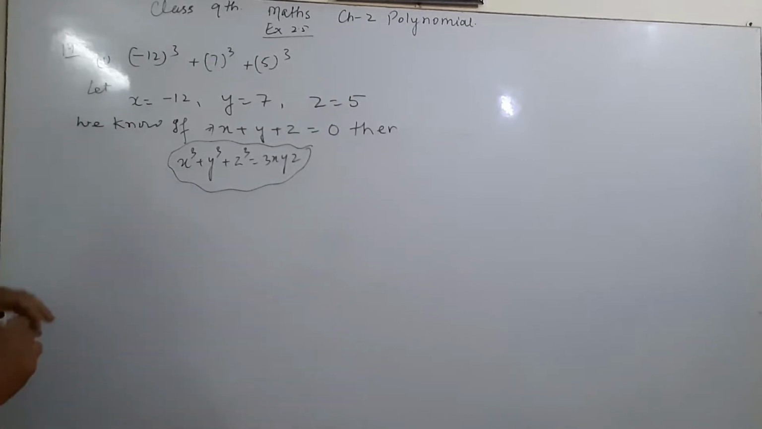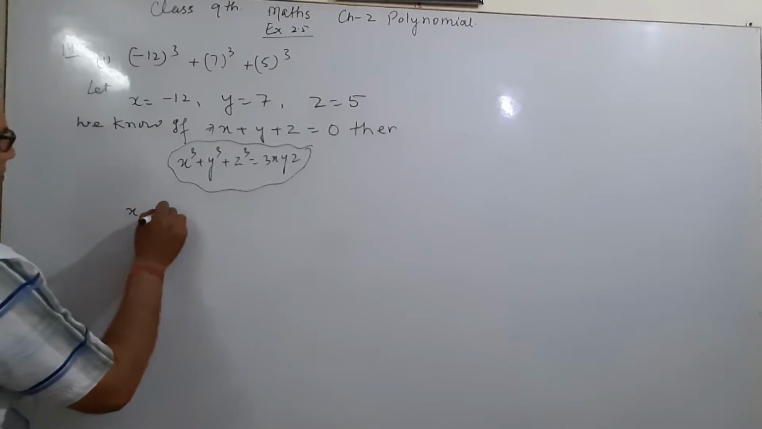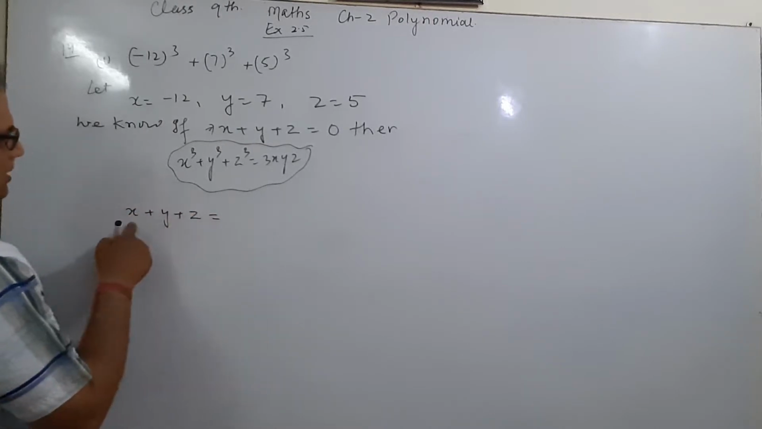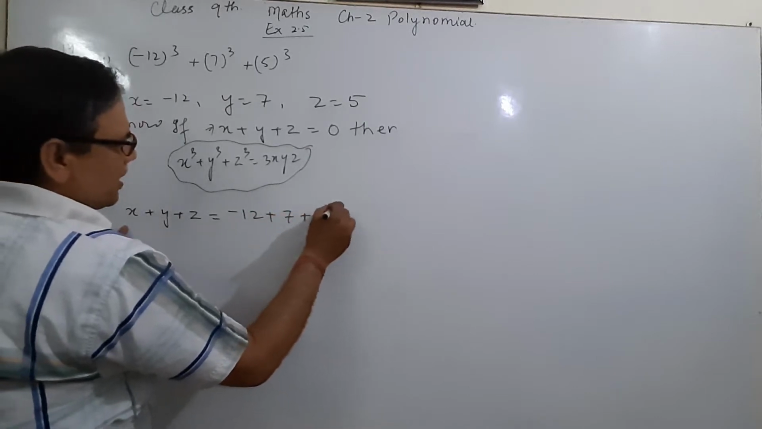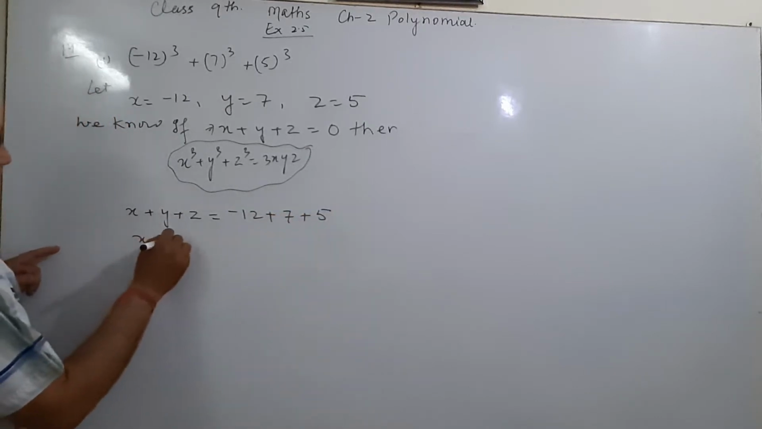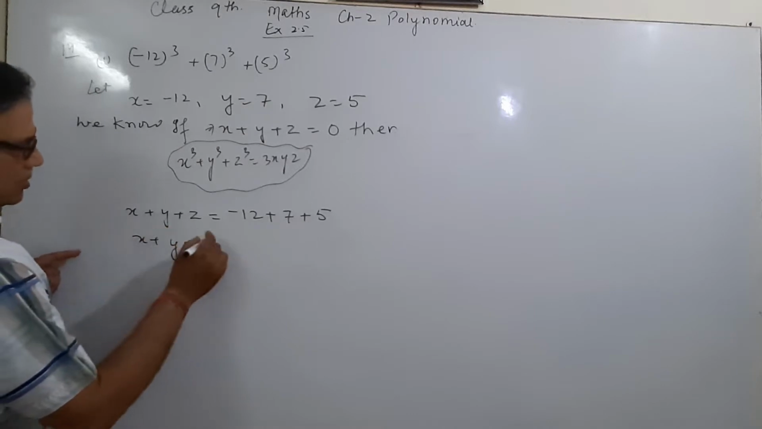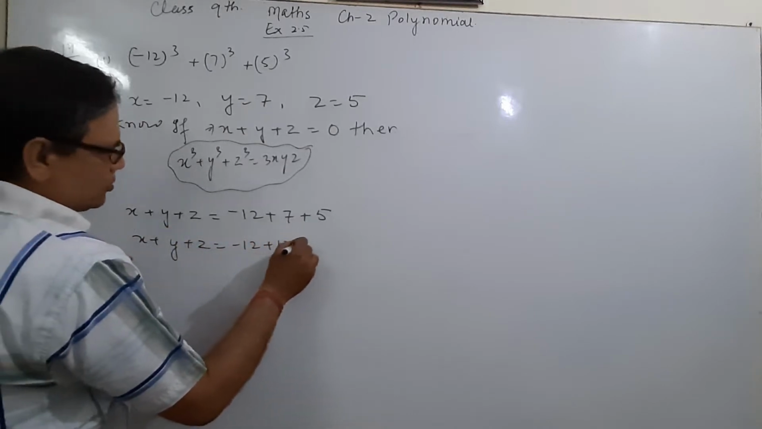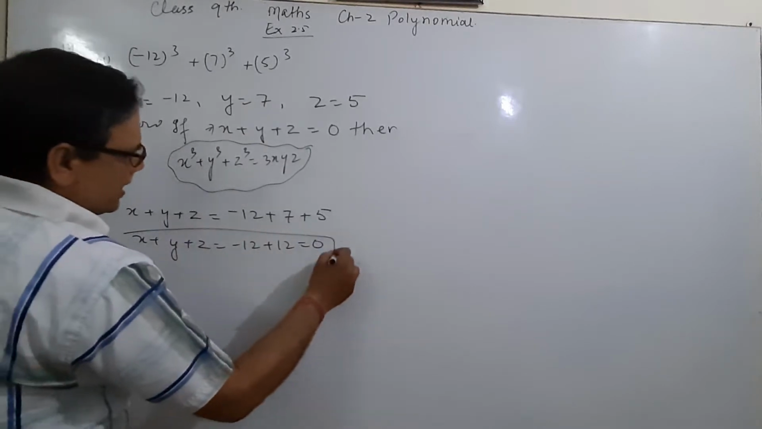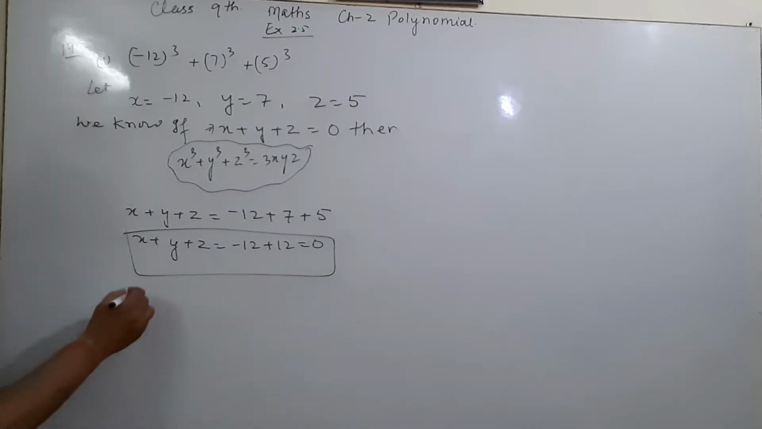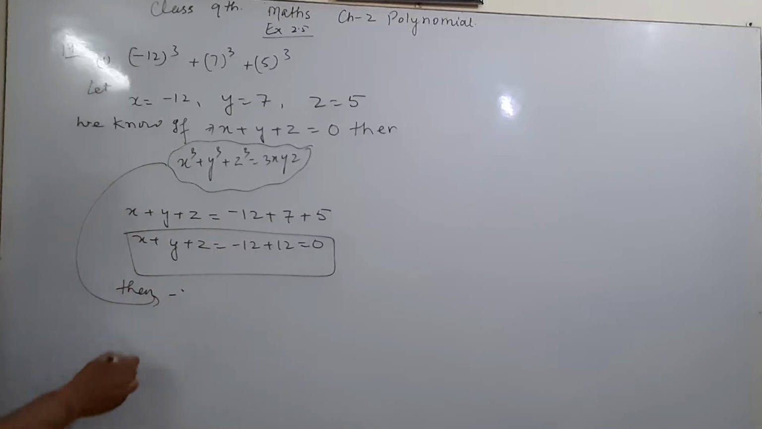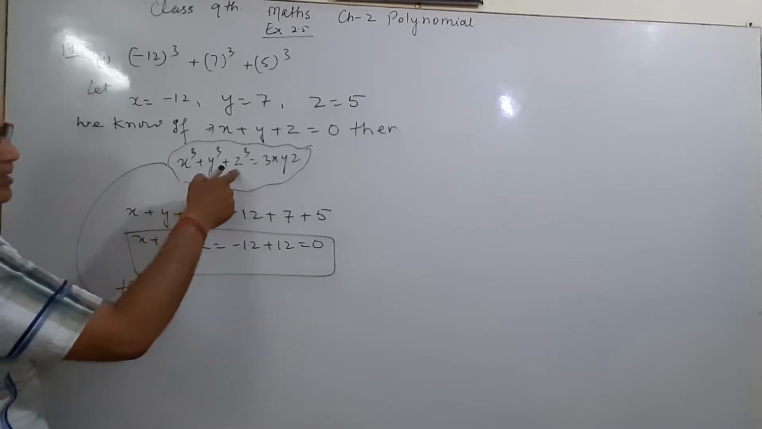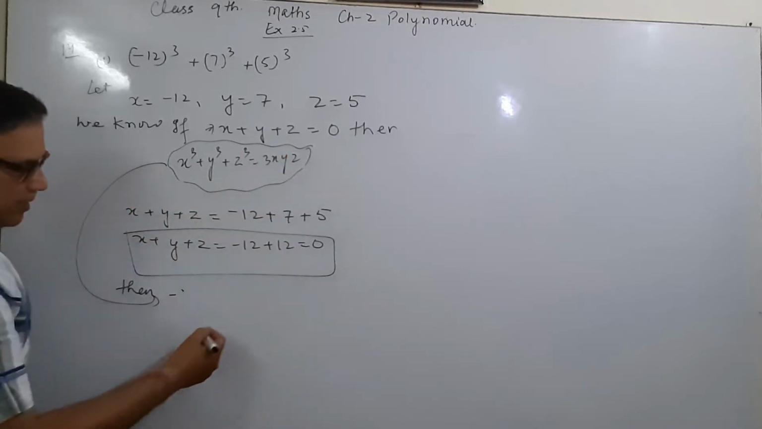It means first we have to find the sum. x plus y plus z: what is x? Minus 12. What is y? 7. What is z? 5. x plus y plus z is equal to minus 12 plus 12 is equal to 0. So x plus y plus z is equal to 0. Then this identity we have to apply: x cube plus y cube plus z cube is equal to 3xyz.